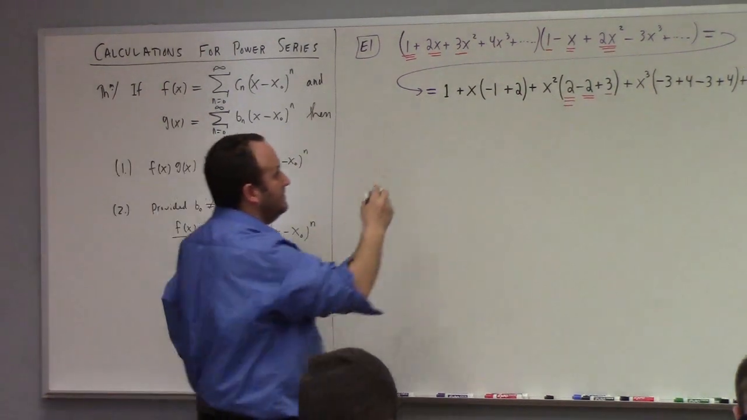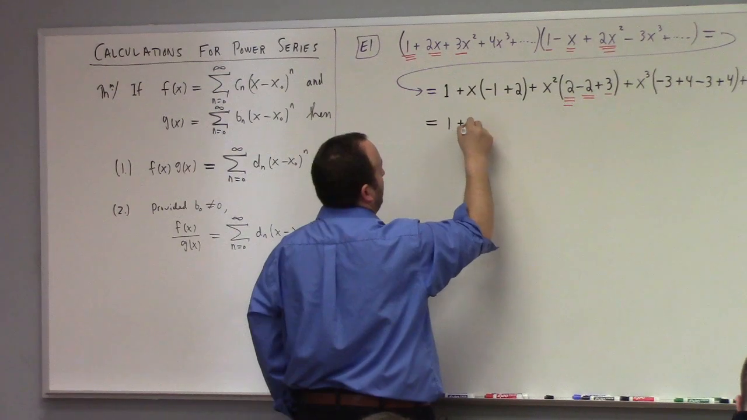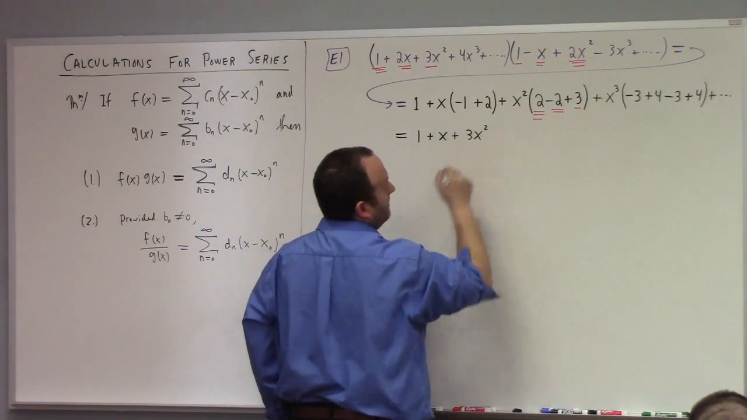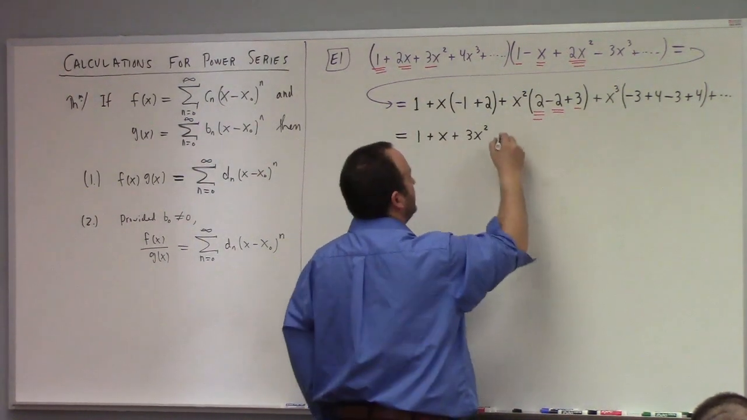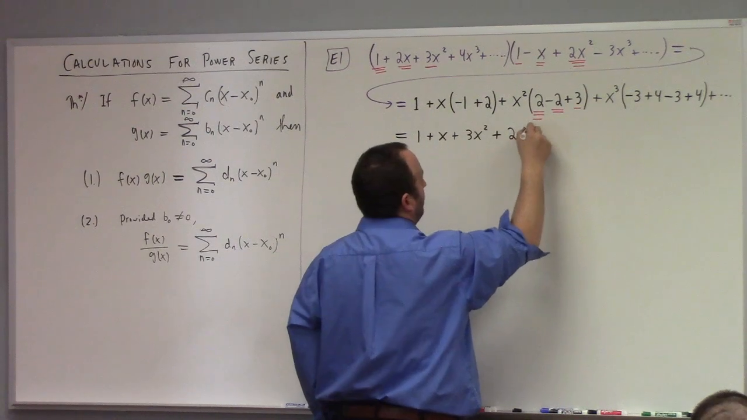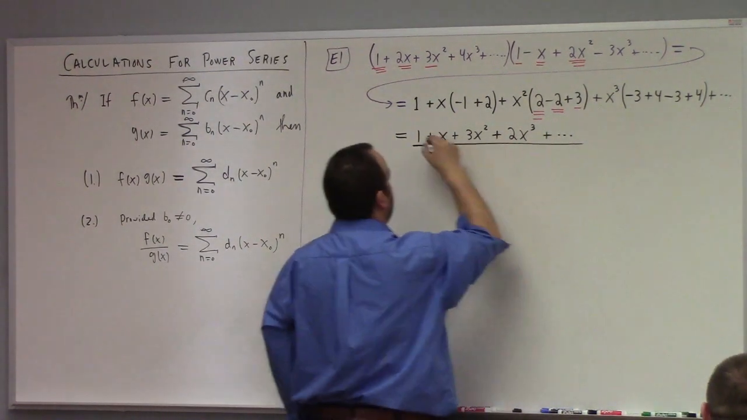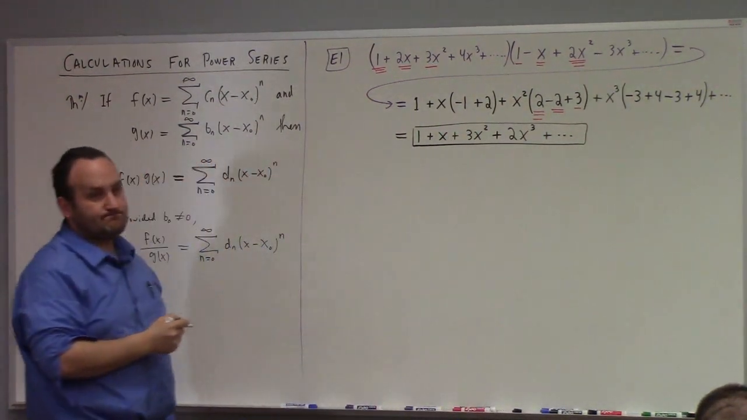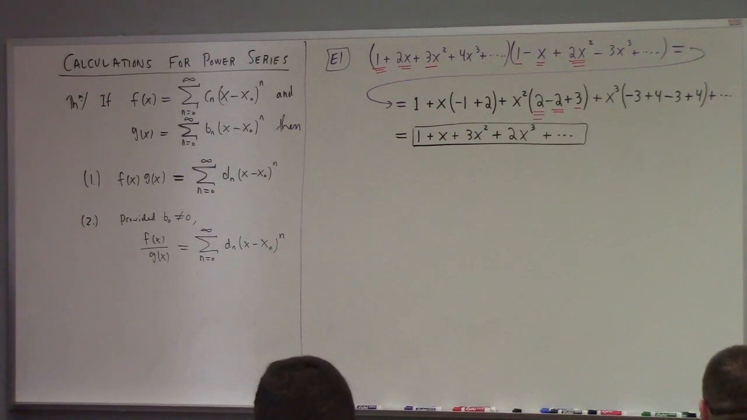So what's the answer? Multiplying these series gives us 1 plus x plus 3x squared plus 2x cubed, yeah? And that is how you multiply series. Does that make sense? Okay.